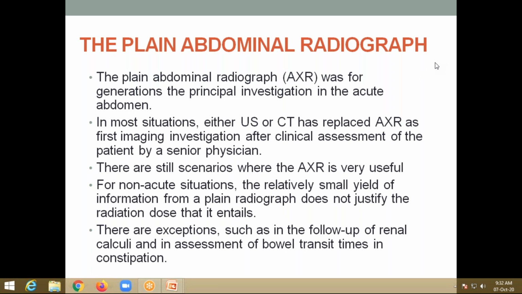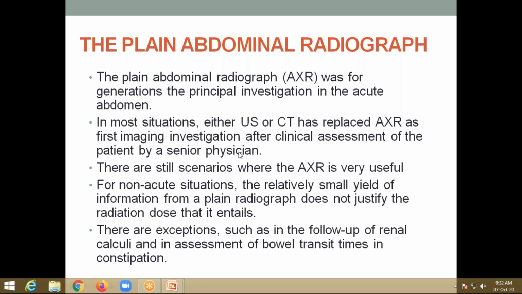The plain abdominal radiograph is an abdominal X-ray. It was for generations the principal investigation in the acute abdomen. You all know what an acute abdomen is. In most situations, either ultrasound or CT has replaced the abdominal radiograph as a fast imaging investigation after clinical assessment of the patient by a senior physician or medic.